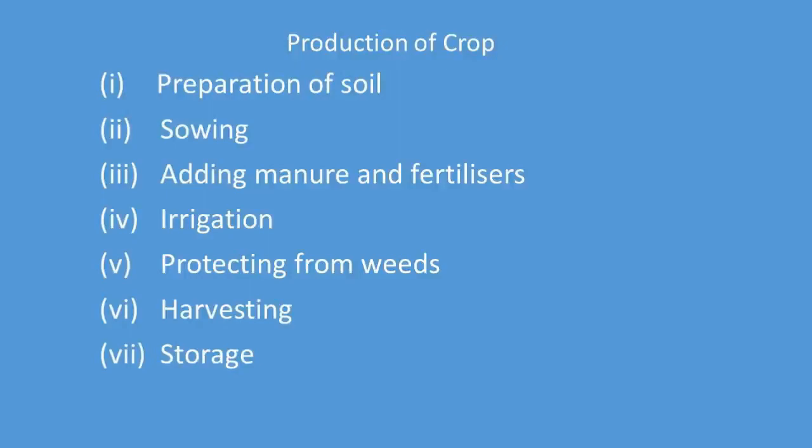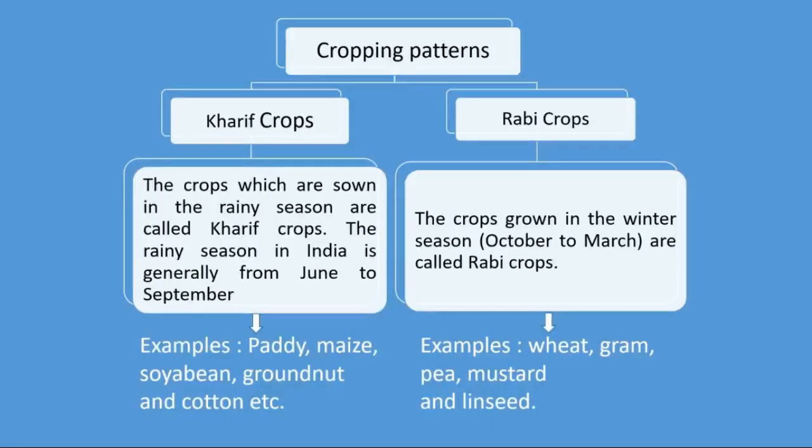So here this unit ends. Now let us see what all we have studied from the beginning in short, right? Which will help you for your examination. So what did we study first? Cropping pattern. And cropping pattern, we have got two types: Kharif crops and Rabi crops. Kharif crops are grown in rainy season and Rabi crops are in the winter season, and here are the examples.